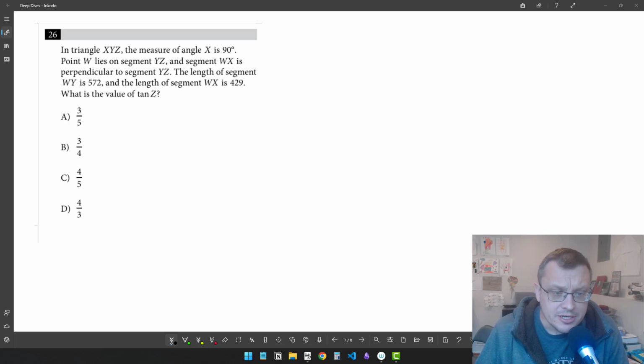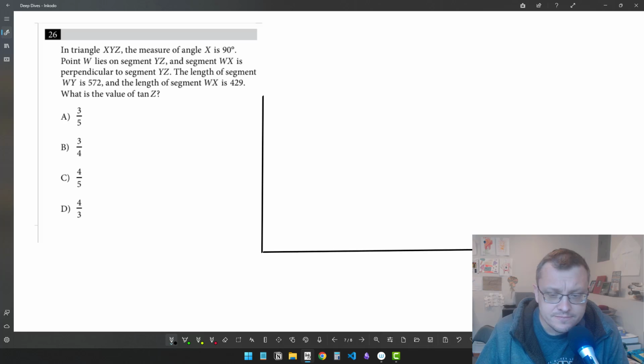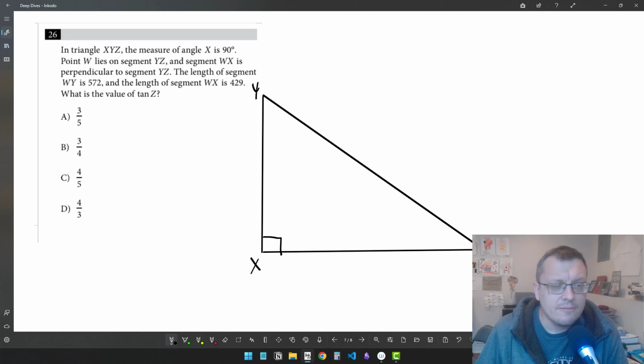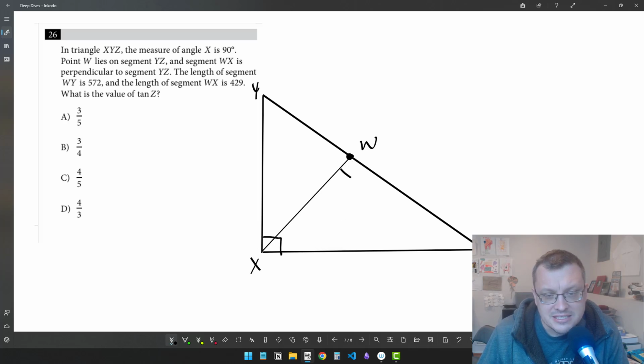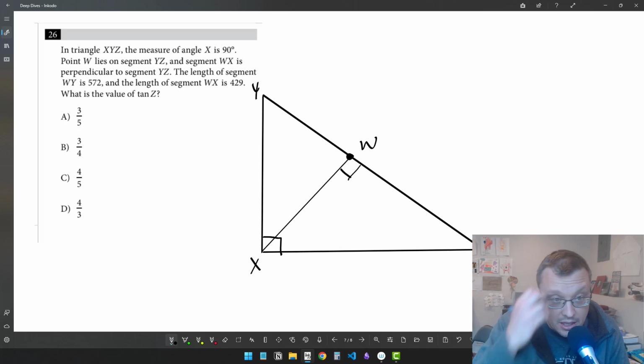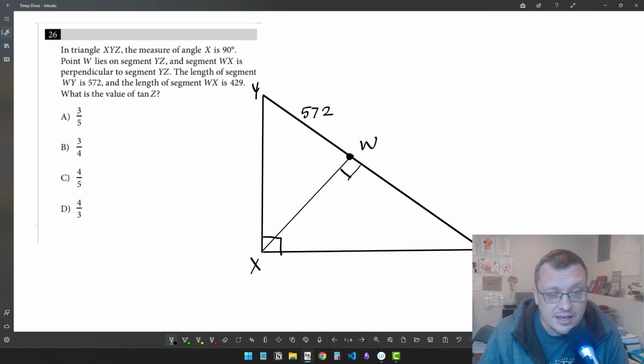Step one is we're going to draw our picture. So I've got a triangle, X, Y, Z, with X being the right angle. So X, we'll call this Y, we'll call this Z, and here's that right angle. Point W is on YZ, where the segment WX is perpendicular. So if I make W, let's put W here. When I connect W to X, this is also going to be a right angle. The length of segment WY is 572, and WX is 429. What is the value of the tan of Z?